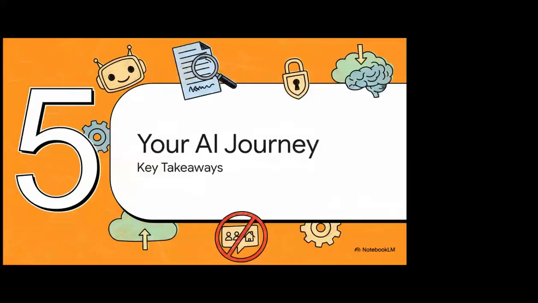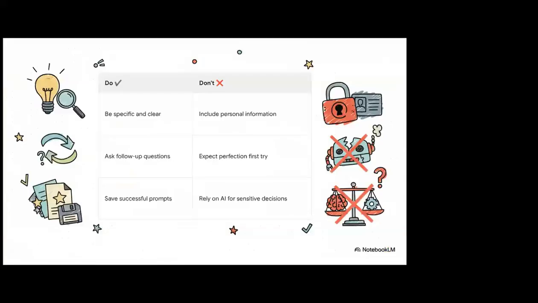Whew, we've covered a lot of ground, haven't we? From what AI even is to how to use it safely and actually get stuff done. So let's wrap it all up with the key takeaways that are going to guide you on your AI journey. To get the best results, you want to be really specific with what you're asking for. And don't be afraid to ask follow-up questions to get a better answer. Now, on the flip side, just remember, never include personal info. And don't expect it to be perfect on the first try. It's a conversation, not just a one-off command.